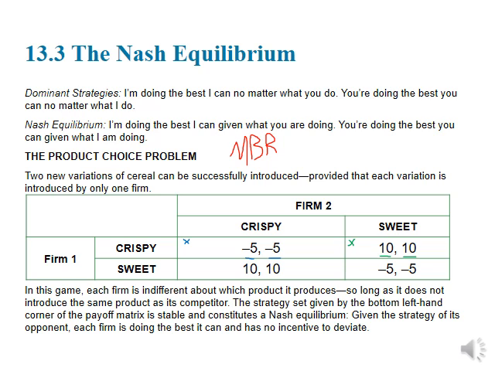Moving down to the bottom left corner, which I'll mark with a red X, firm 1 is producing a sweet cereal, firm 2 is producing a crispy cereal, and we see the same thing. Both firms get a payoff of 10. Healthy people are getting their healthy cereal, the market is diversified, sweet tooth people are getting their sweet cereal.